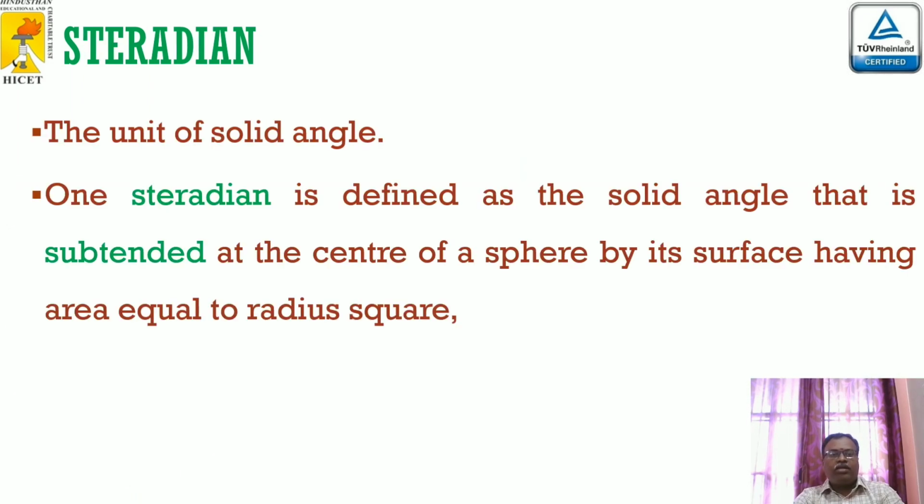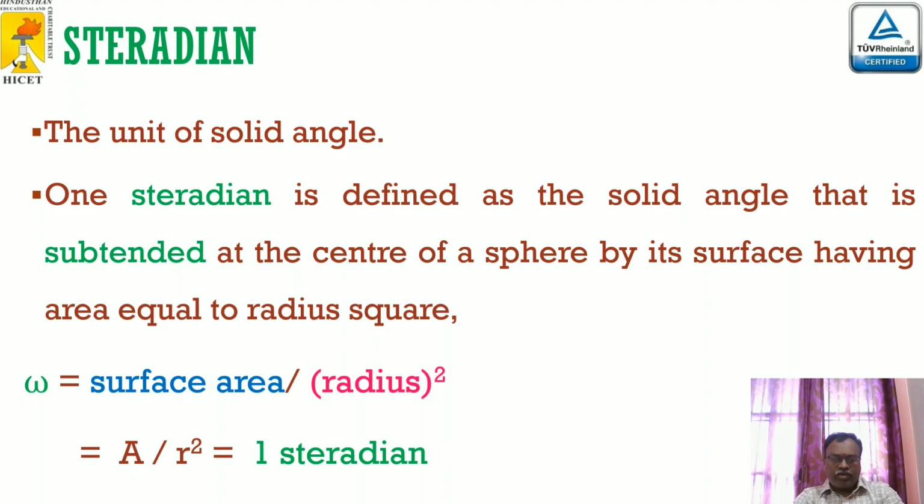And what is a steradian? Steradian is the unit of solid angle, and one steradian is defined as the solid angle subtended at the center of the sphere by its surface having area equal to its radius squared. Therefore, omega equals surface area divided by radius squared, that is equal to 1 steradian.